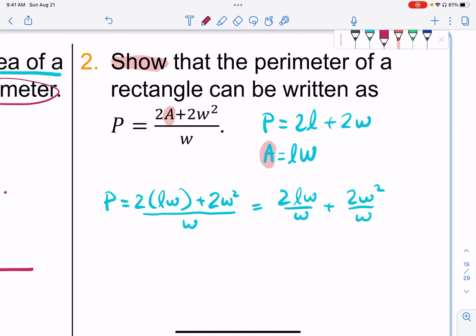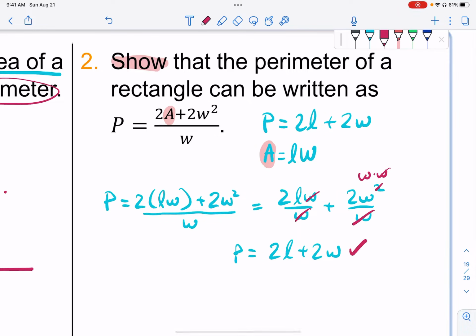And then you can divide. You can divide these W's. You can divide one factor of W on the bottom of the second term with that squared here, because remember, that's really W times W, and one of them goes away. And then look what you're left with. You're left with P is equal to the traditional 2L plus 2W.